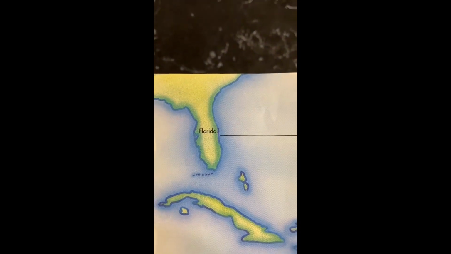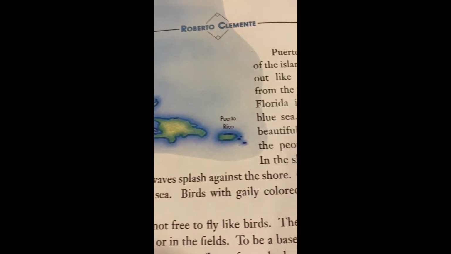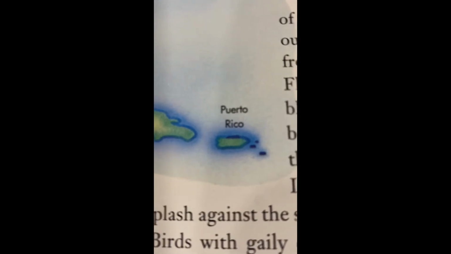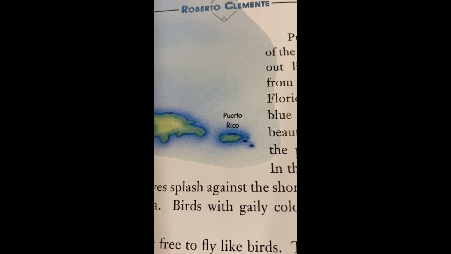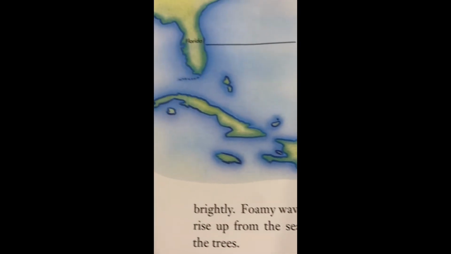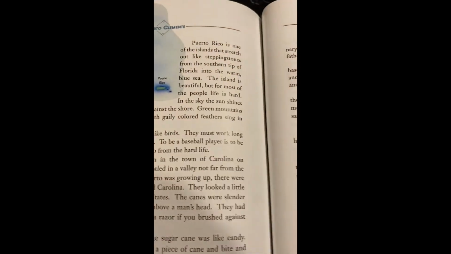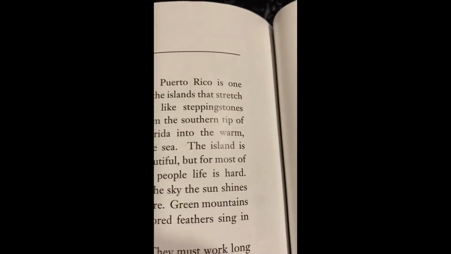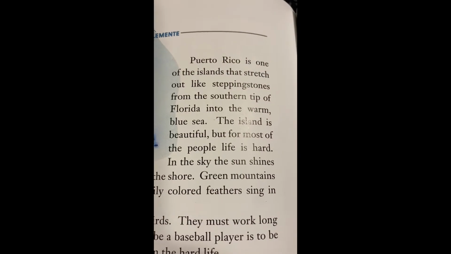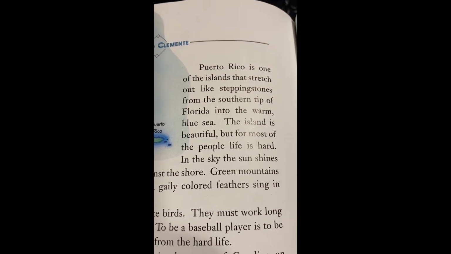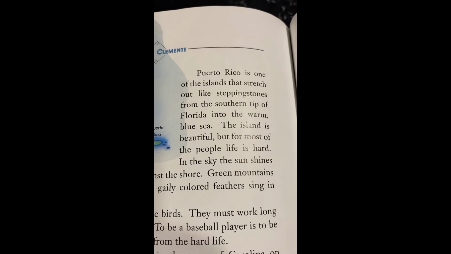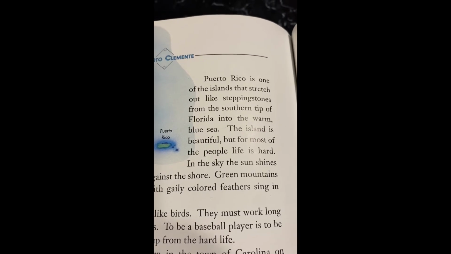So there's Florida down at the bottom of the United States. And off of Florida, there's some islands. And sure enough, there's Puerto Rico. So Puerto Rico is an island off of the United States, off of Florida. And I bet on this page of the story, they probably tell us a little bit about Puerto Rico. Sure enough, Puerto Rico is one of the islands that stretch out like stepping stones from the southern tip of Florida into the warm blue sea.